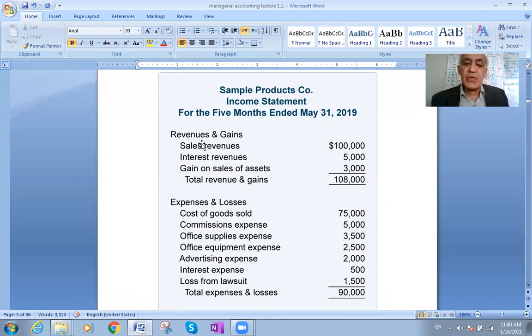So let's start with the sales and revenues. Let's talk about the revenues part now. Start with the sales revenues. Interest revenues means you are investing money, and this money made interest. Plus gain on sales of assets: you sold the assets, and you have now gained money from the assets. So all this, 100,000 plus 5,000 plus 3,000, is 108,000. So those are the revenues. We have the sales, we have the interest revenues, we have the gains.